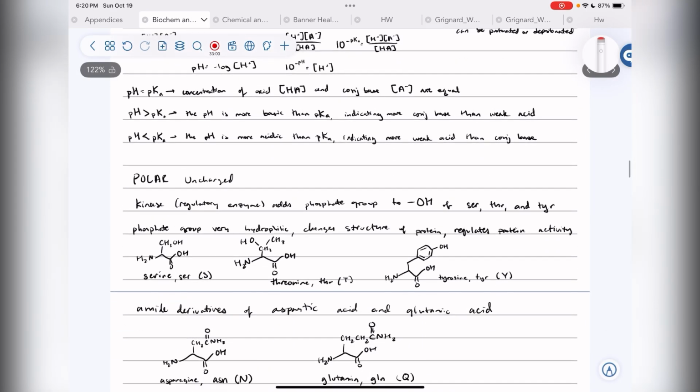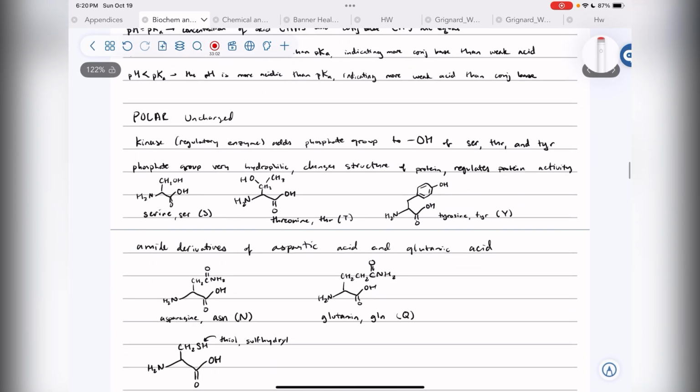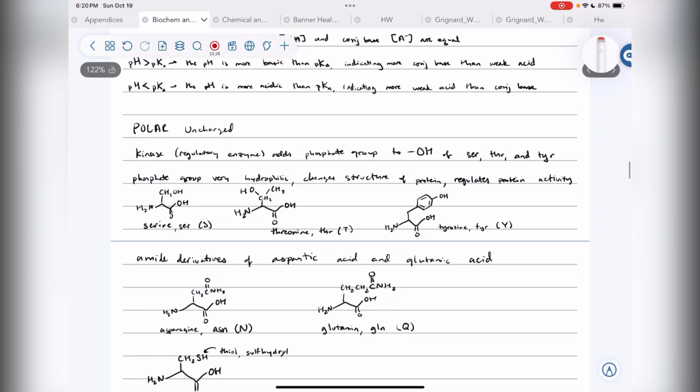All right, let's go to polar uncharged. So we have serine, threonine, tyrosine. Serine and threonine, as you can see, there is no benzene ring, so these are aliphatic, and this one's going to be aromatic because of the aromatic group. They do all have the OH group, and you've got to be really careful not to circle this one, because this is the carboxylic acid group, and the carboxyl group, every amino acid has that.